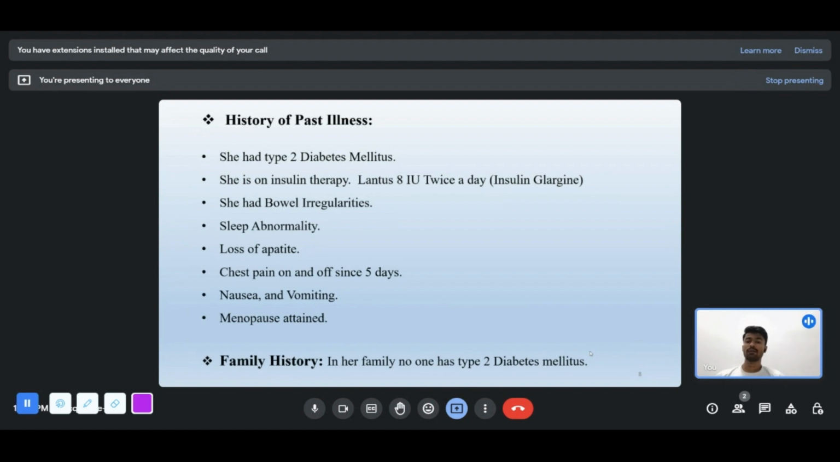Next, the history of the past illness. While she was admitted to the hospital with the chief complaints, before that, the past medical history is she having the type 2 diabetes mellitus. She was on insulin therapy. The long-acting insulin, that is Lantus, international units twice daily. That is insulin glargine. She had bowel irregularities, sleep abnormality, loss of appetite, chest pain since 5 days, nausea, vomiting, and she had menopause attained. The family history: in her family, there was no one has the type 2 diabetes mellitus.